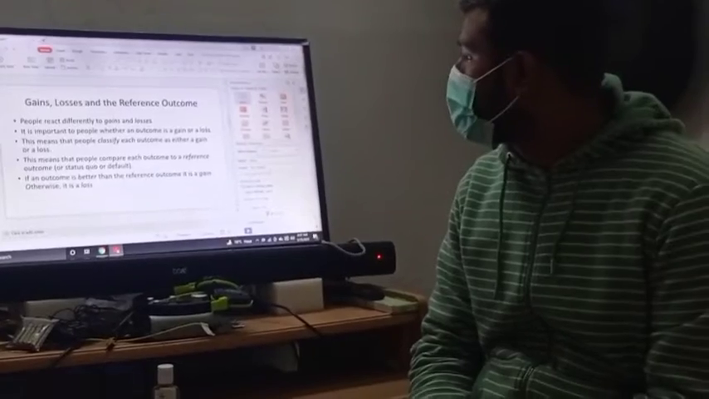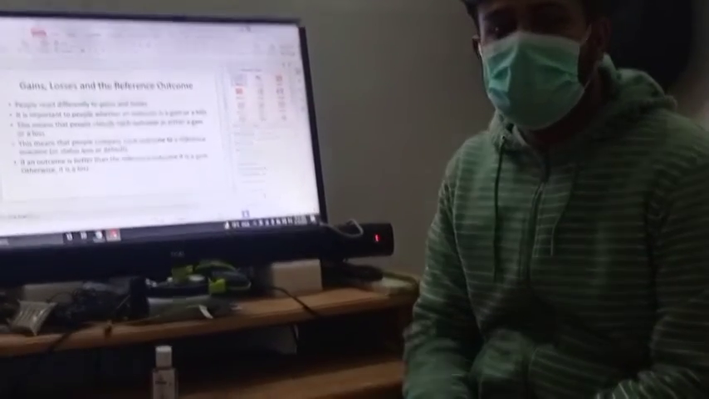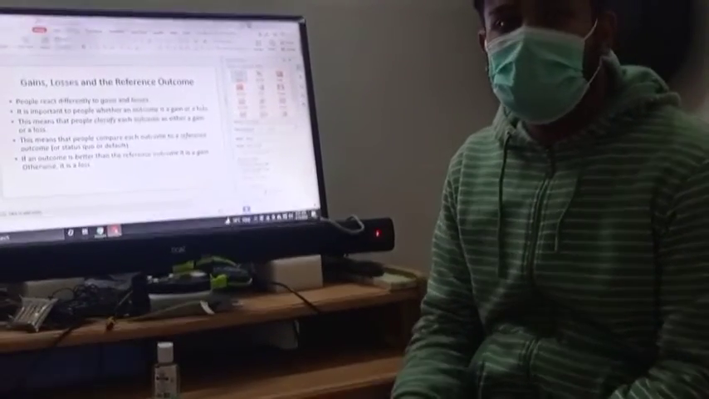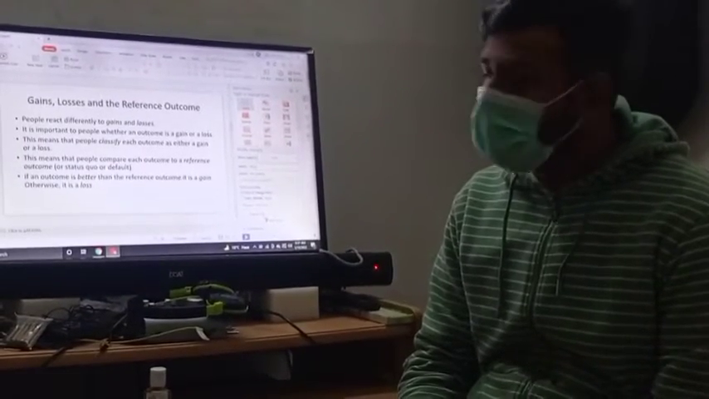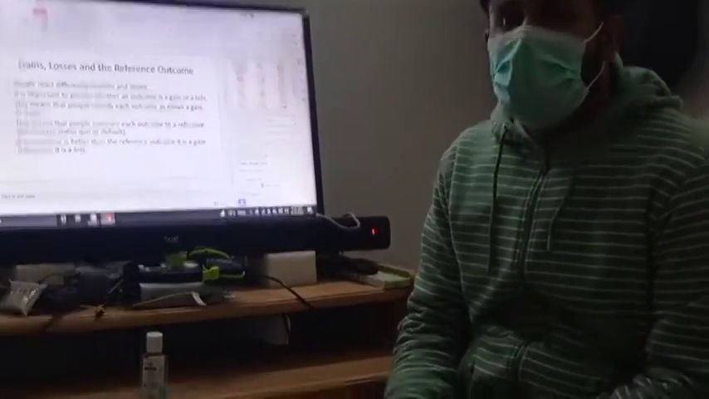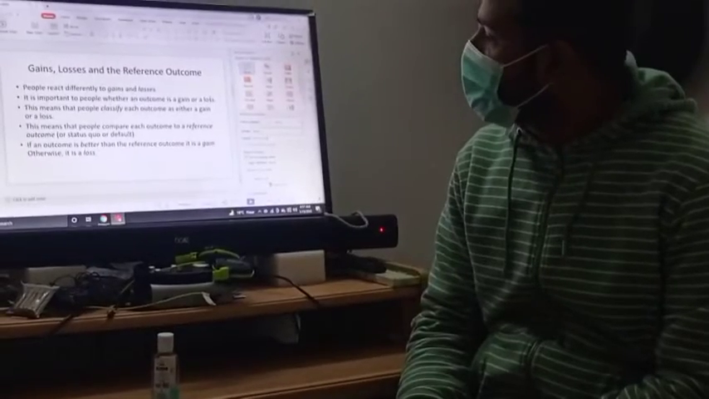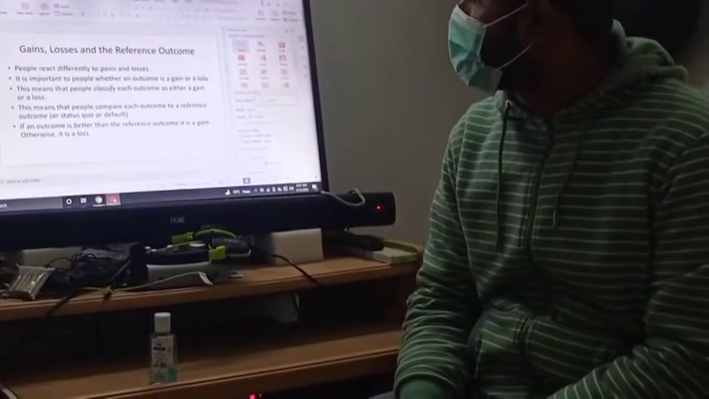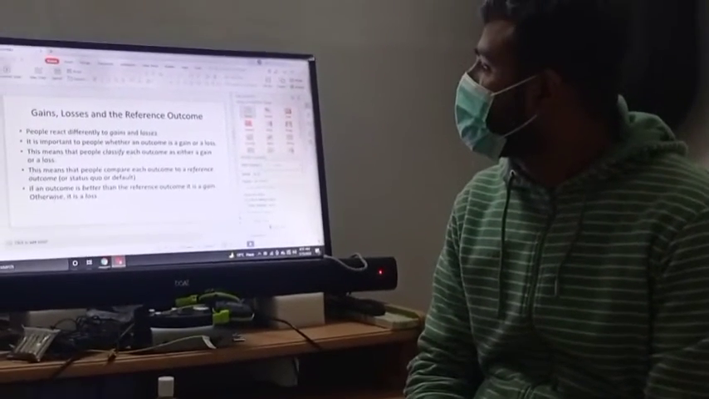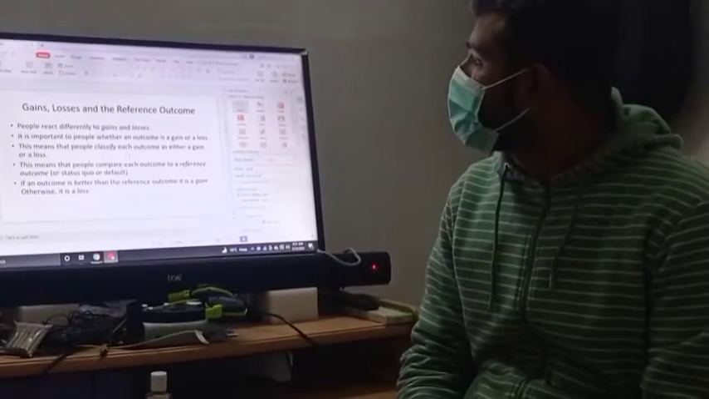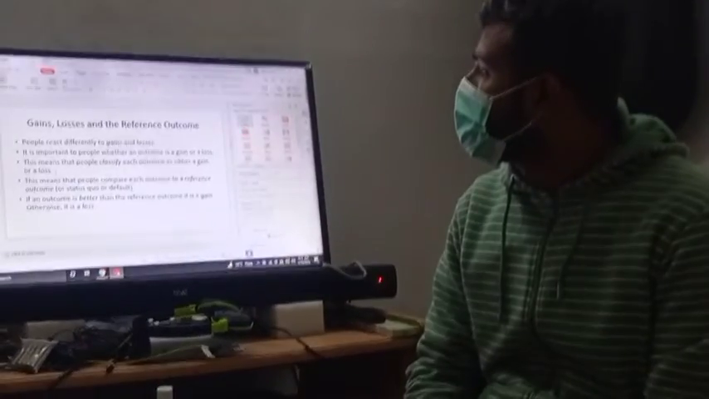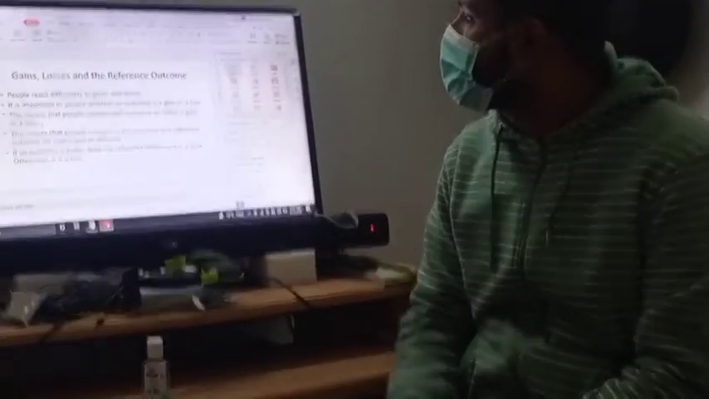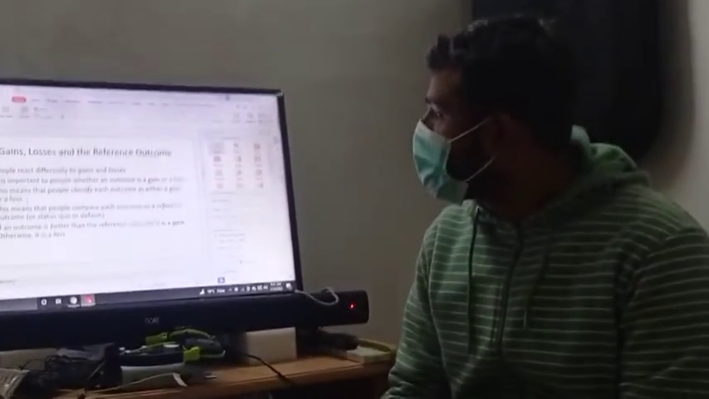Because when a person is investing in a business, he's obviously doing it to get a gain so that he can continue the business and turn it into a livelihood. That's what an investment is all about. That's why it's always important to the investor whether the outcome is a gain or a loss. This means that people classify each outcome as a gain or a loss. So an outcome is kind of a binary concept for people. It's either a gain or a loss. And if it's a gain, that means the investment was successful.